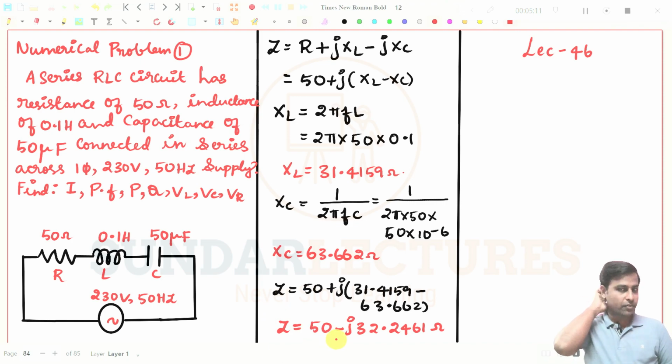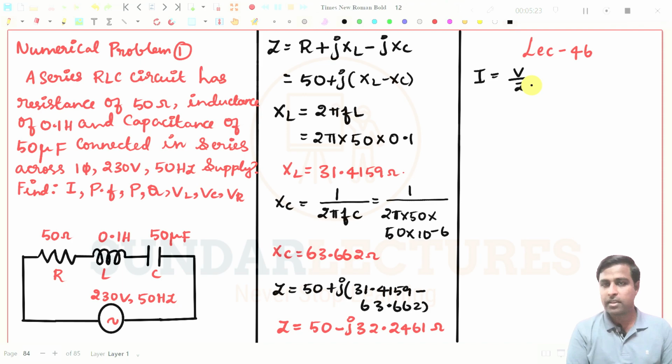And I need to find the value of I. That is my aim. To find I, if I go for I, then I will be equal to V by Z.